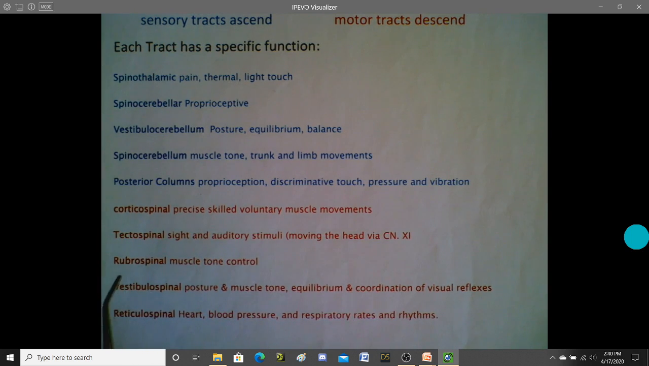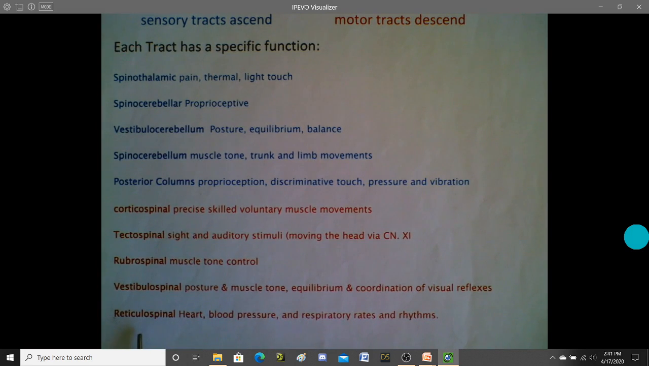Then we have the rubrospinal. It's going to be sending information about muscle tone. So this is involuntary, and it may be a slower need or a need that's not as important as, let's say, a precise, skilled voluntary move. So your rubrospinal is going to be controlling muscle control. Then our vestibulospinal is going to be working on posture and muscle tone, equilibrium, balance, coordination. So it's sending information to your body to maintain good posture and good muscle tone.